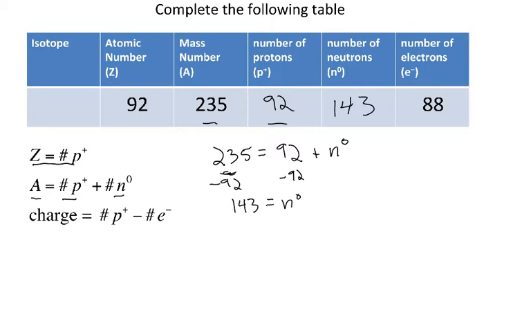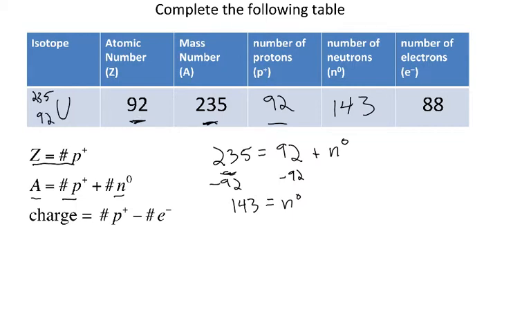And so to write my isotopic symbol, I can look on the periodic table and see that element number 92 is uranium. So I can immediately put that there. I've got the mass number. That goes in the upper left-hand corner. So I can put my 235 there. And I can put the atomic number in the lower left-hand corner for the 92.